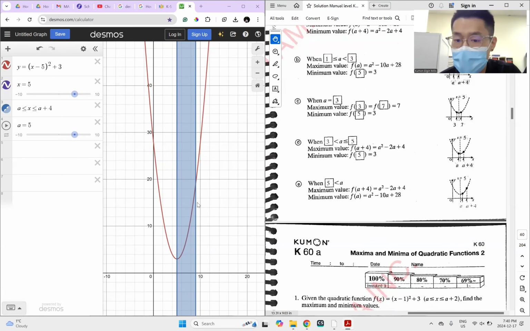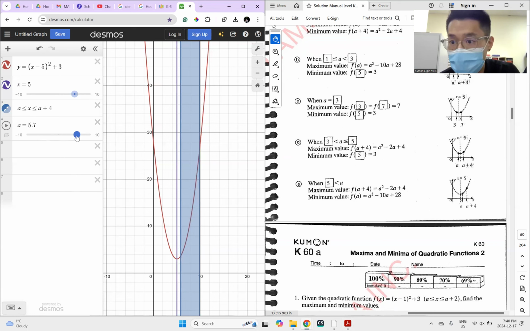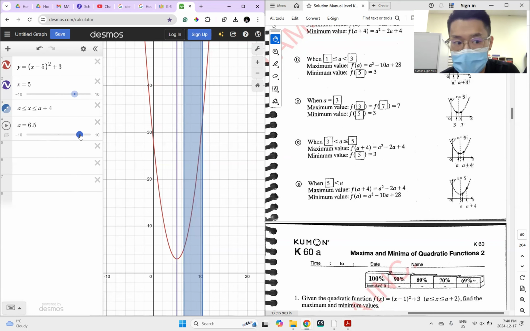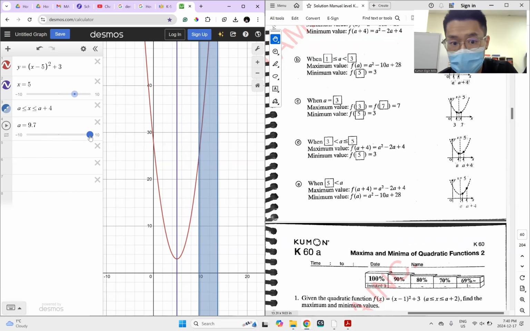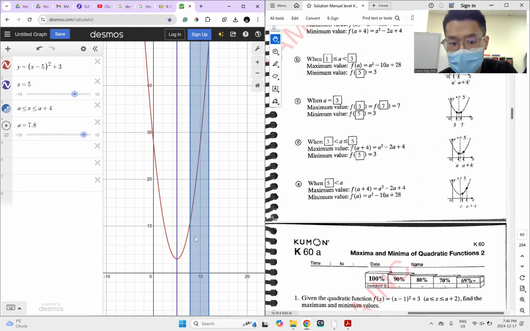Last but not least is scenario number E. Number E is when A is going to be greater than 5. As you can see that as soon as the A on the left side is greater than 5, the minimum becomes the left side extreme. The minimum becomes the left side extreme, and the maximum becomes the right side extreme. So that if you go move forward with that, you would always see that, right? The minimum is here, all right? And the maximum is here.